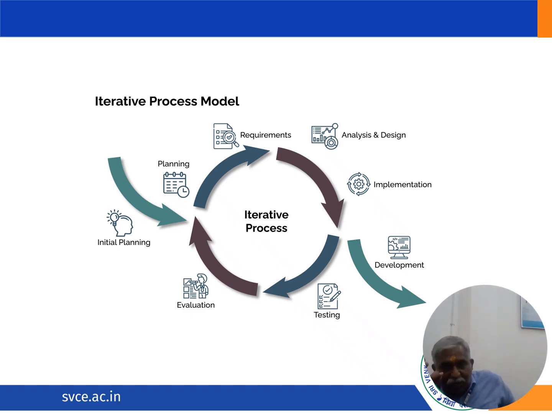First we have a plan. In that plan, what are the requirements we need? What is our main objective and sub-objective? Then we have the analysis part. So the interactive process is always in a cyclic manner. It starts from planning and ends with the evaluation. Then once again we plan for a new product or new process.